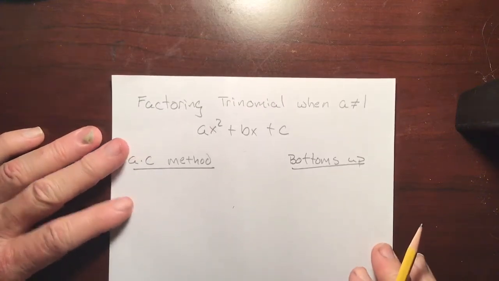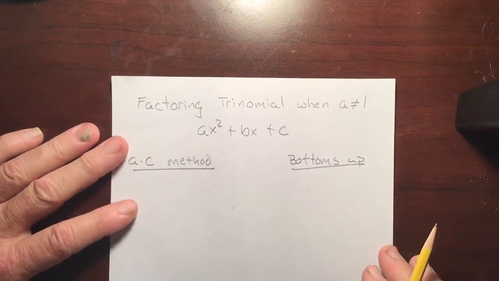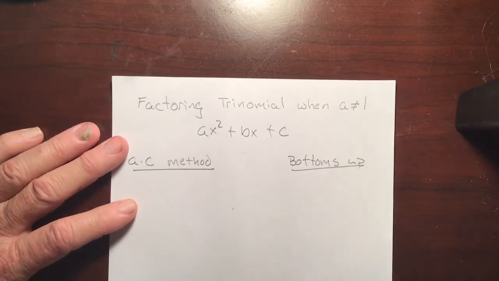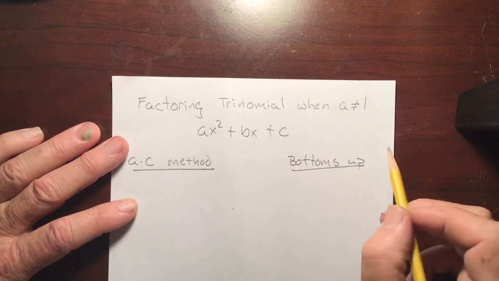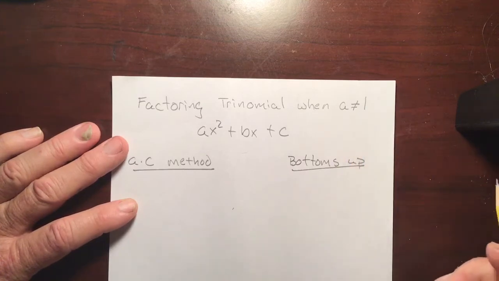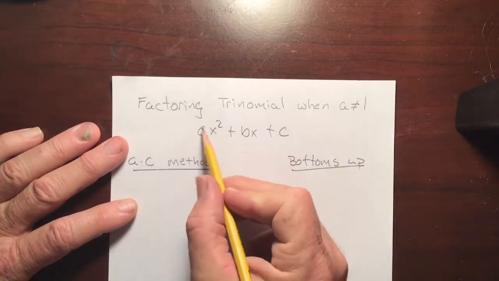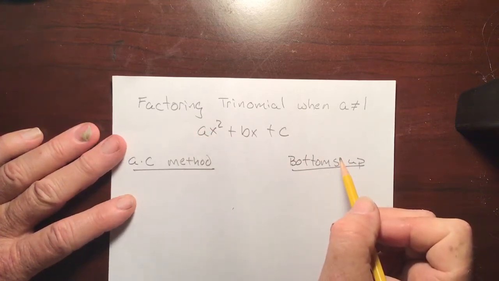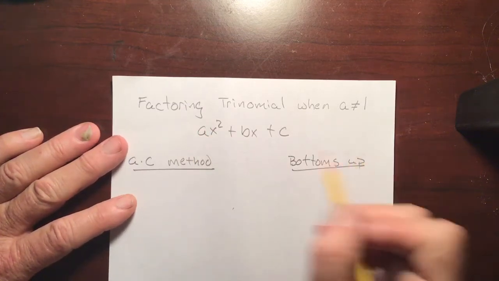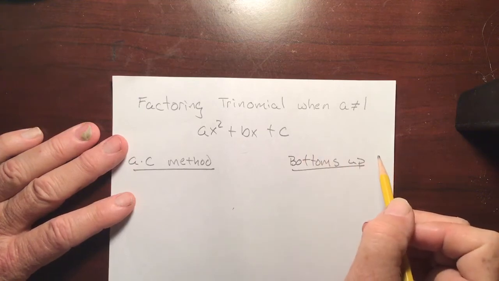Okay, so this is what we're going to do. The last video we did factoring trinomials when a was equal to 1. Now we're going to do it when a is not equal to 1, okay? Remember, a is this coefficient right here in the front, all right? So there's two ways for you to do this.